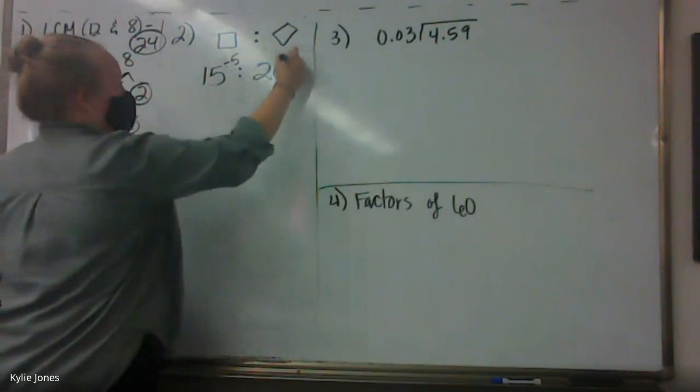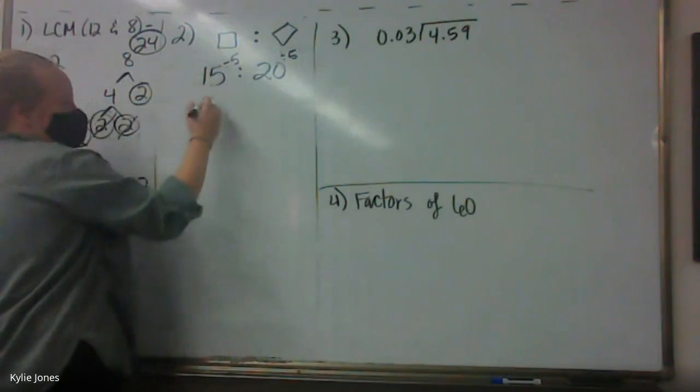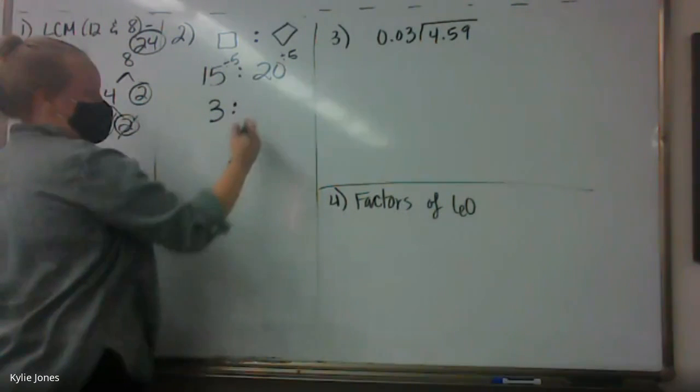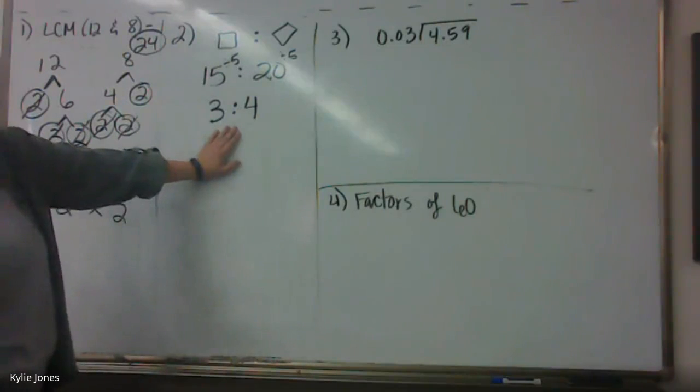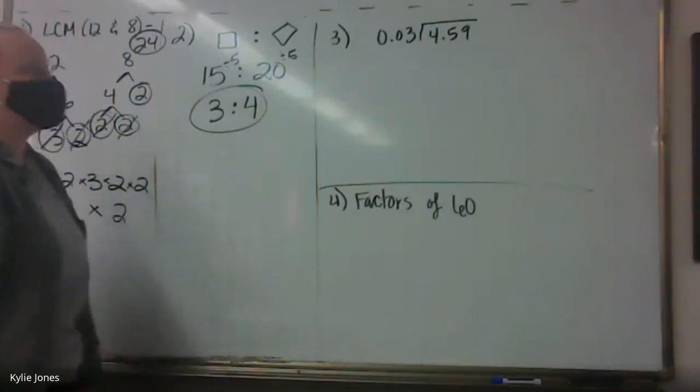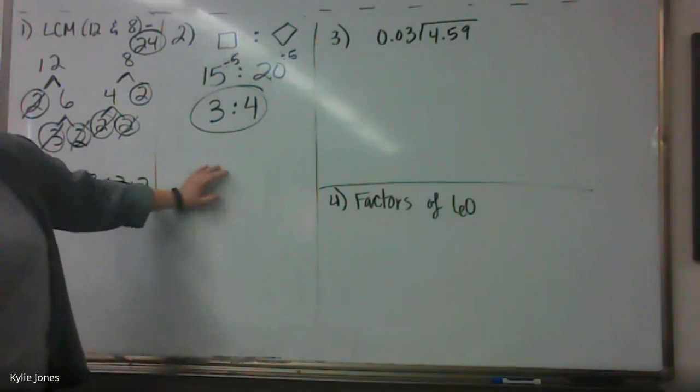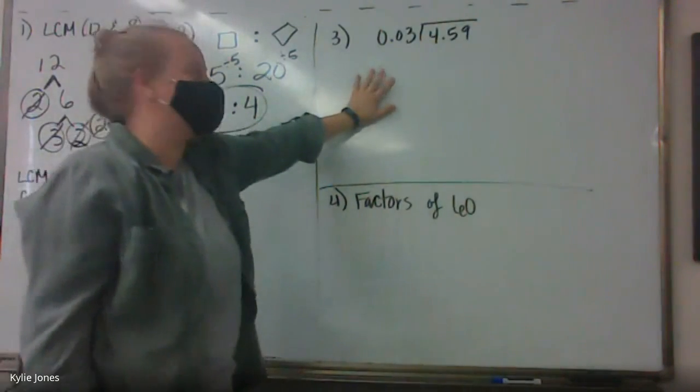Good. So what is 15 divided by 5? 3. And 20 divided by 5? 4. Can I simplify 3 to 4 any further? No. That is our final answer right there. 3 to 4. Good.